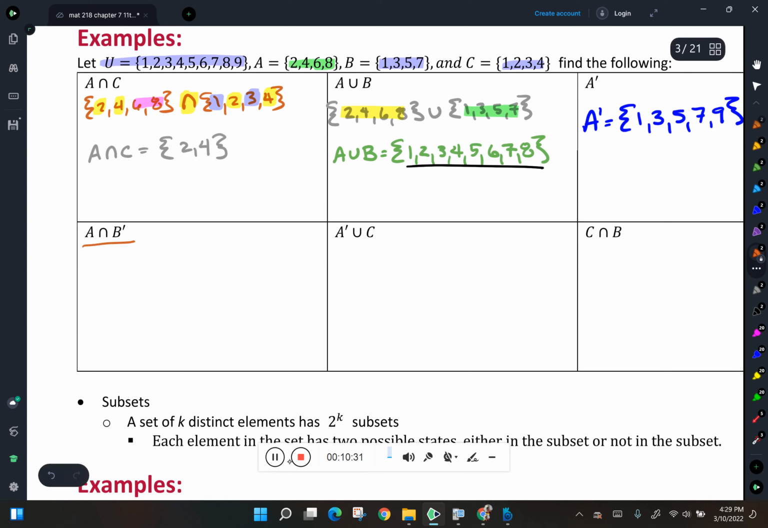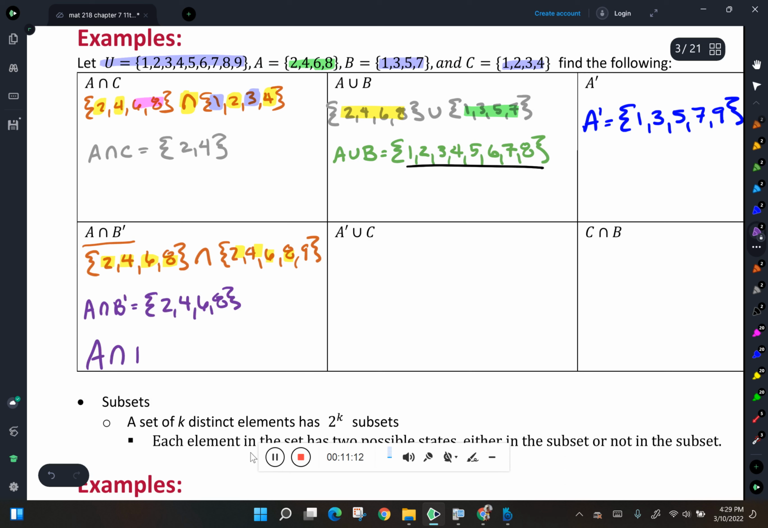A intersection B complement. So A is 2, 4, 6, 8, intersection B complement. B was 1, 3, 5, 7, so B complement would be 2, 4, 6, 8, 9. Intersection: what do they share? What do they have in common? 2, 2, 4, 4, 6, 6, 8, 8, not the 9. So A intersection B complement would be 2, 4, 6, 8. Technically you would not be wrong if you wrote that A intersection B complement is just A, because for this example, the intersection is A.